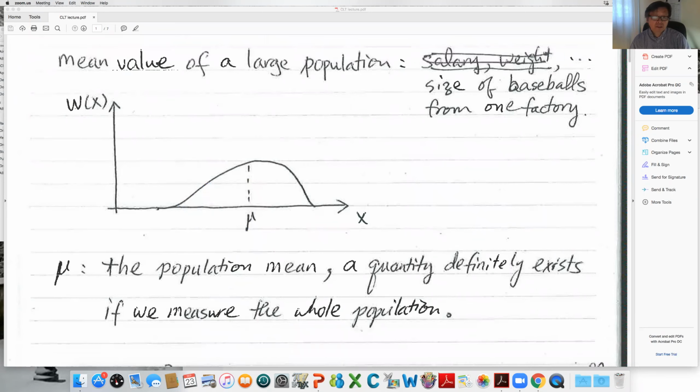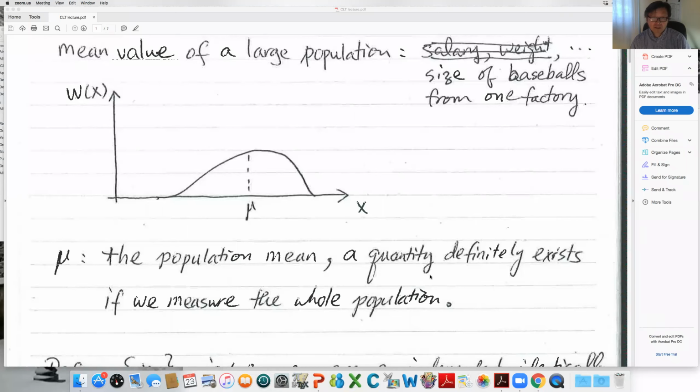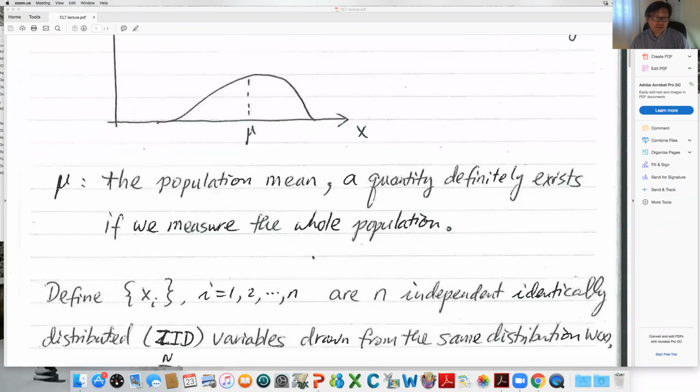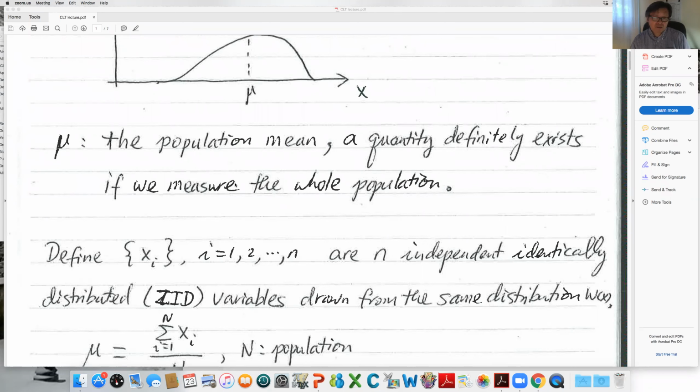theorem, okay? So we define mu as the population mean, meaning I count everybody, okay? So it's a quantity that definitely exists if we measure the whole population, but we don't want to do that because it's too expensive, okay? So if I define xi, i is n independent samples. So that's, let's say I take 10 random samples from the population.